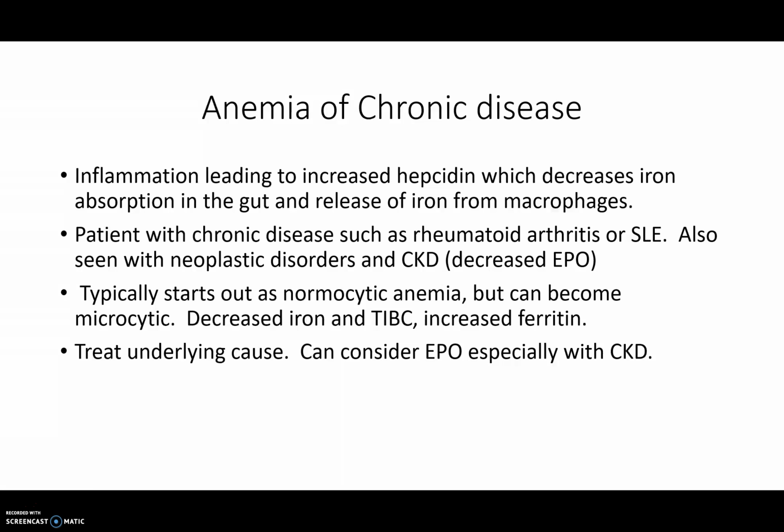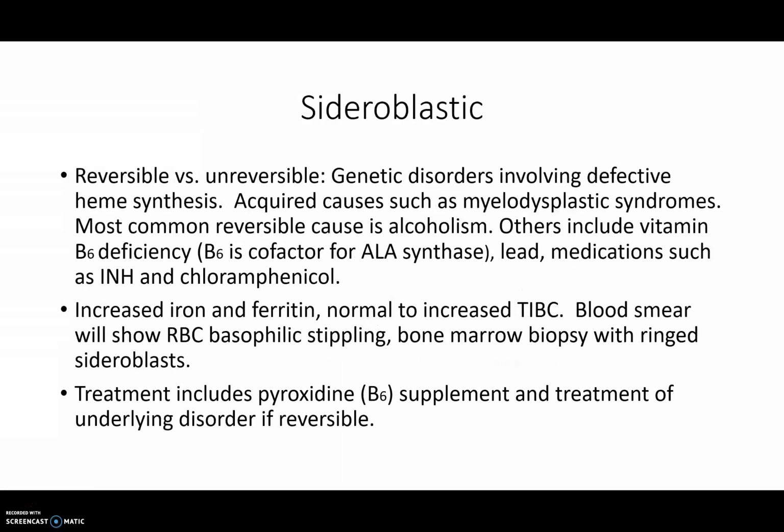But it will typically start as normocytic and can become microcytic, and you'll see decreased iron, TIBC, but increased ferritin, like we talked about. And with this, we're going to treat the underlying cause. You can consider giving them EPO.